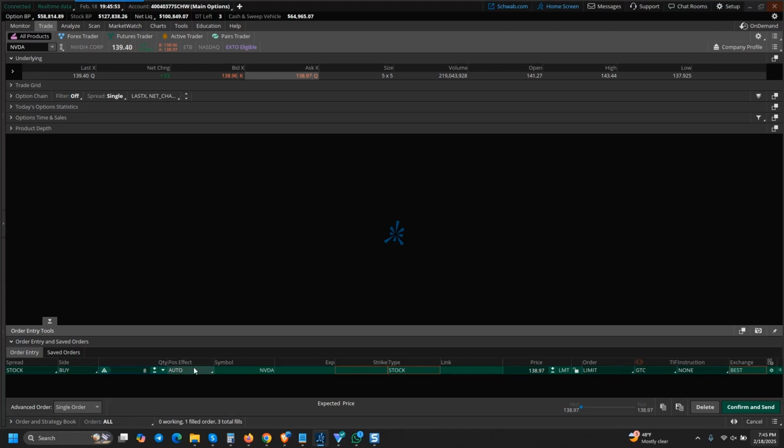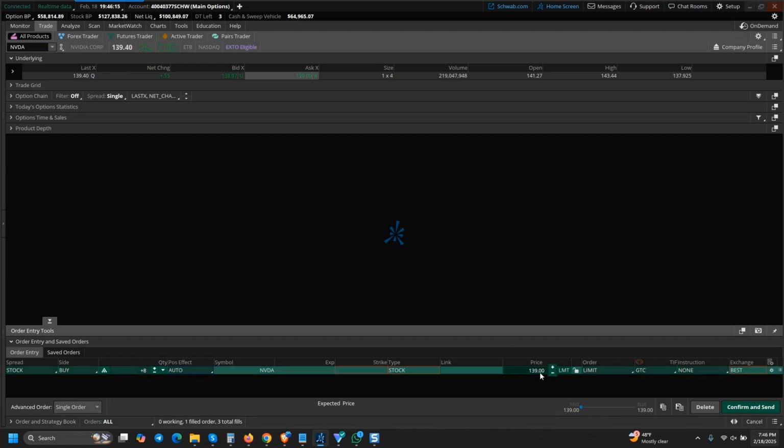Position effect, generally auto is going to be right because we're buying to open. You'd only be buying stock to close if you'd sold stock short. And if you're not familiar with that, it's a more complex thing and it's beyond the scope of this particular video. Then we see NVIDIA stock, and we have a price of 139.